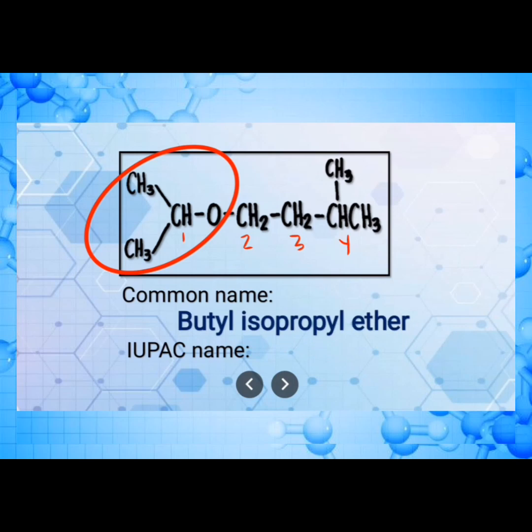Since there are 4, which refers to butane, and for the isopropyl, this formula mostly refers to isopropyl. If there is a branching like this example, the common name is butyl isopropyl ether. And for the IUPAC name, we have 1-isopropoxy 3-methyl butane. That is the IUPAC name.